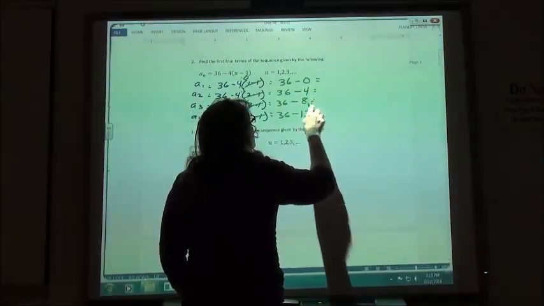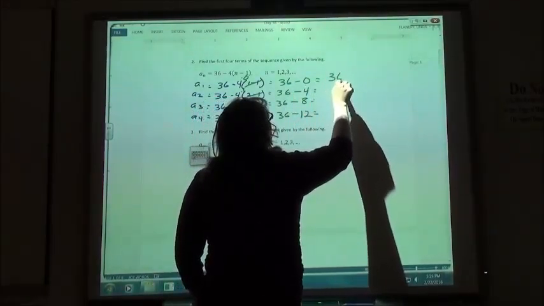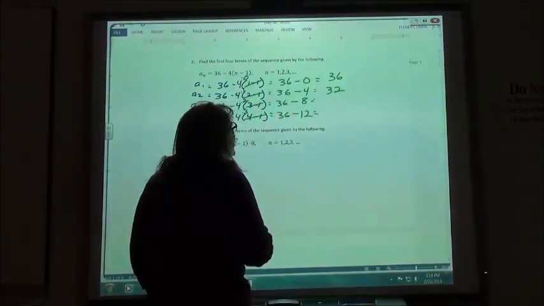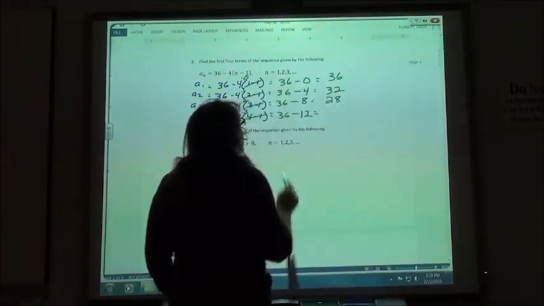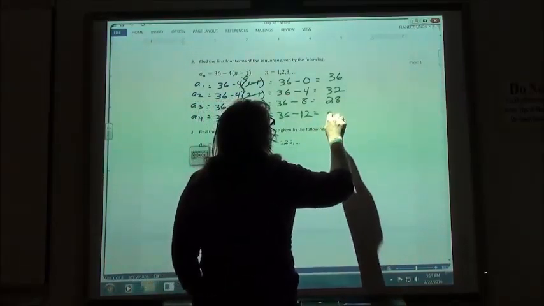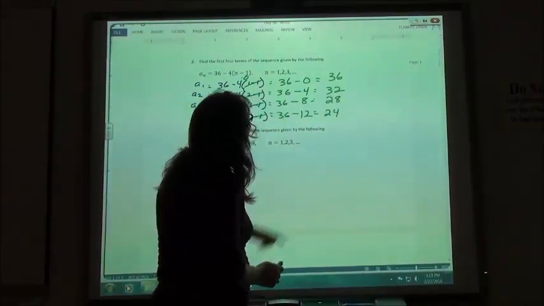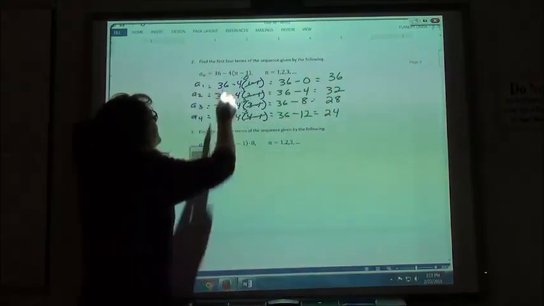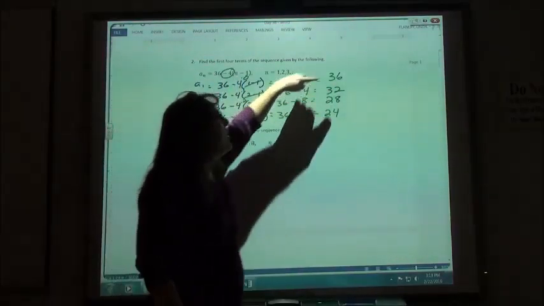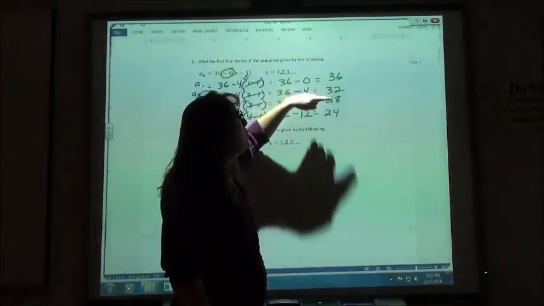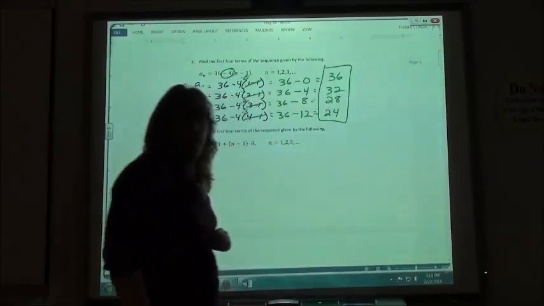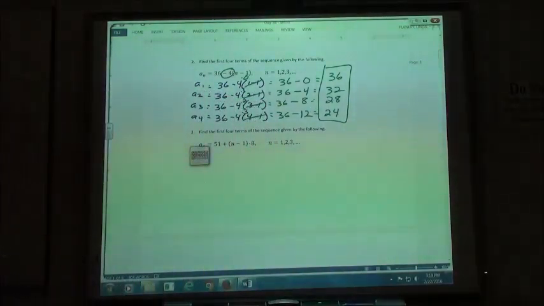So my answers, 36 minus 0 is 36. 36 minus 4 would be 32. 36 minus 8 would be 28. 36 minus 12 would be 24. Each time I'm subtracting 4, I started with 36. I subtracted 4 from each one of them, so 32, 28, and 24 gives me my first 4 terms of my arithmetic sequence.